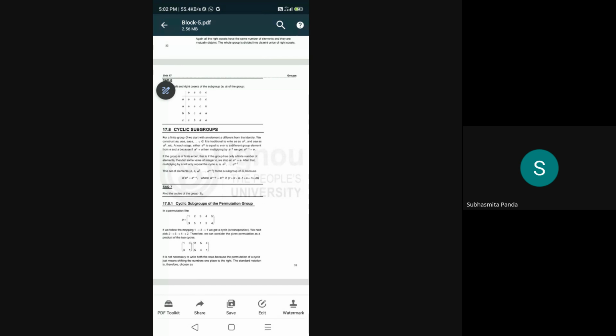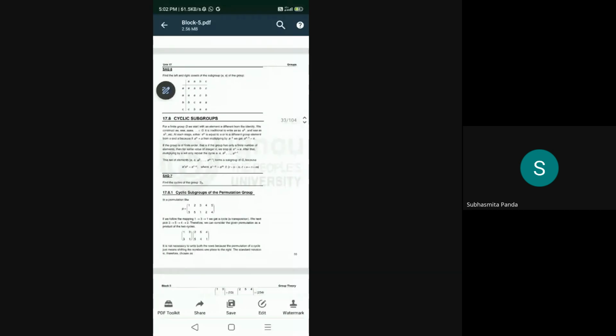So if the group is of finite order, that is, if the group has only a finite number of elements, then for some integer n, we stop at A to the power n equal to E. After that, multiplying by A will repeat the cycle as E, A, A square, and so on, up to A to the power n minus 1. And this set of elements forms a subgroup of G.